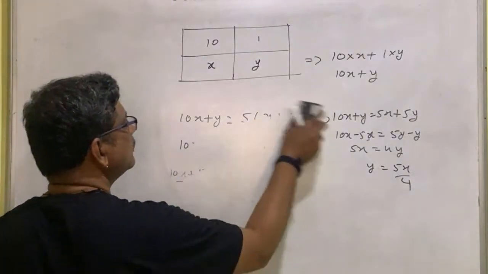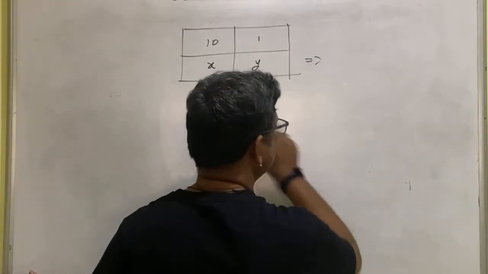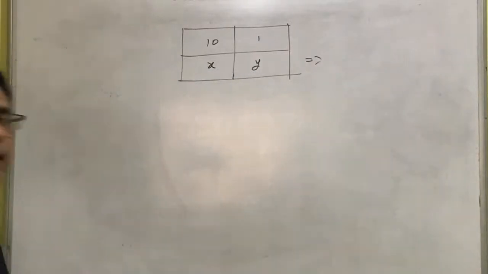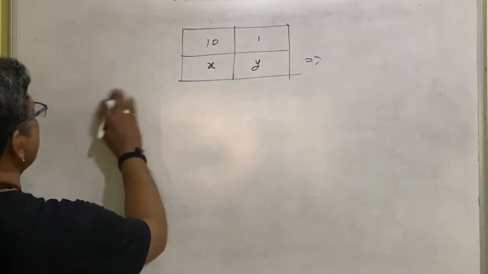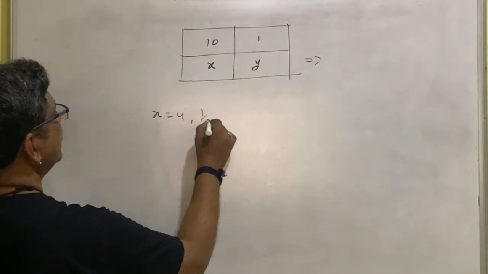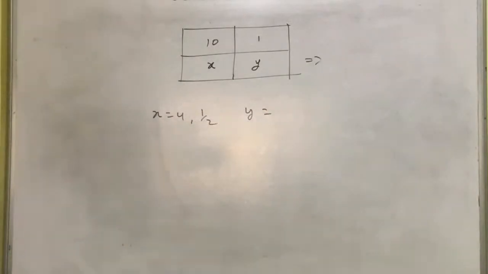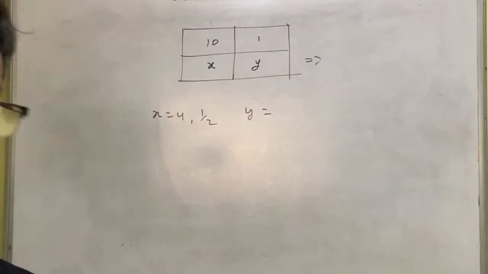So x value you will get 4 comma 1 by 2. You need to consider only 4. x is 4 comma 1 by 2. Then what is y? If x is 4, what is y?